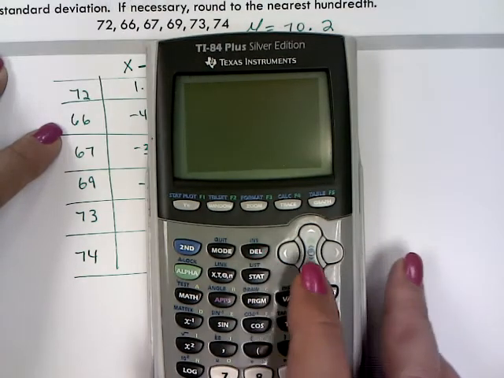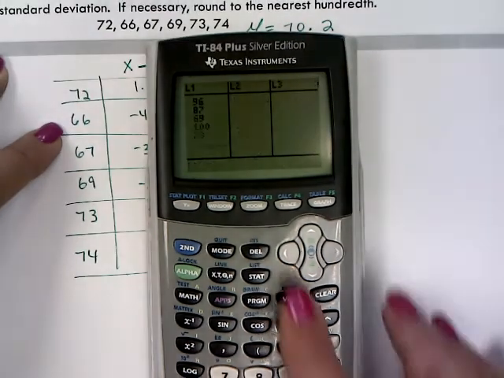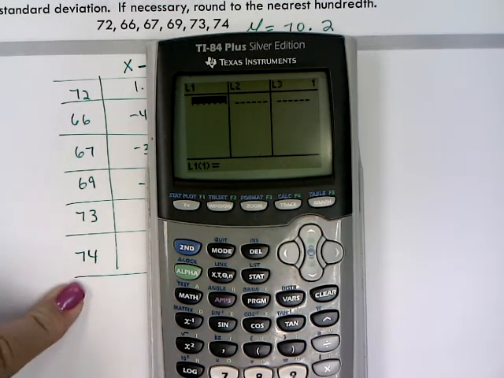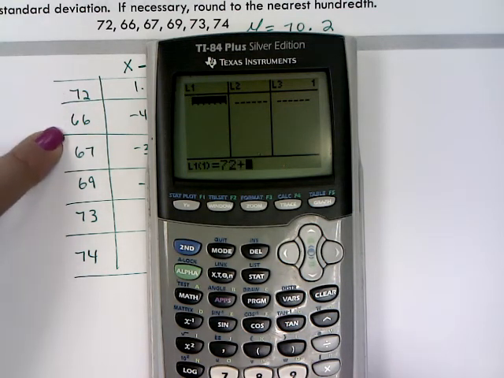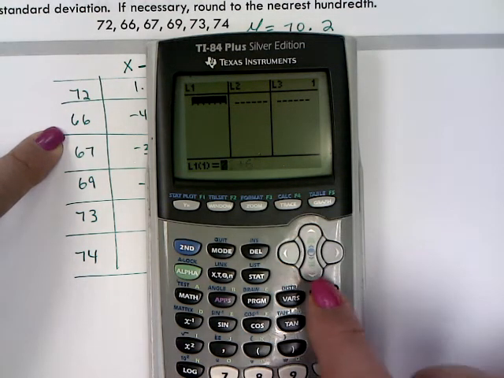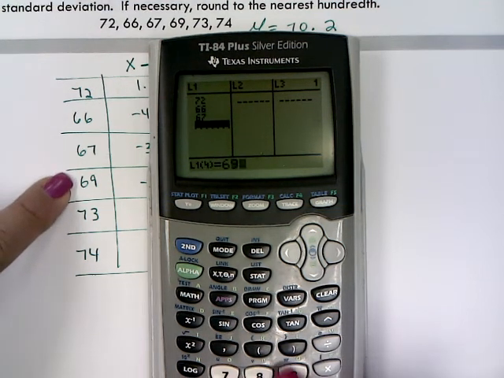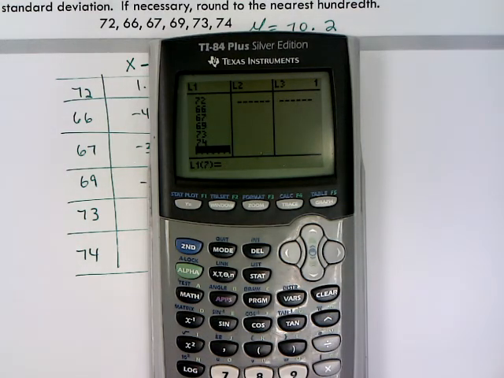I'm going to go into Stat Edit. I'm going to clear my list because obviously I didn't do that before we started. I'm going to put these numbers in because that's the first thing that has to be in my calculator. So 72. Oops, why am I plussing it? That was bad. Let's try again. 72, enter. So I have my 6 numbers in my L1 by Stat Edit.